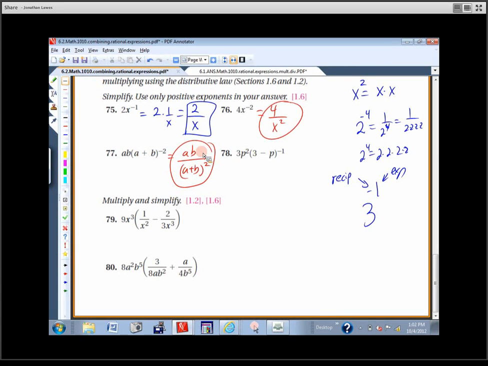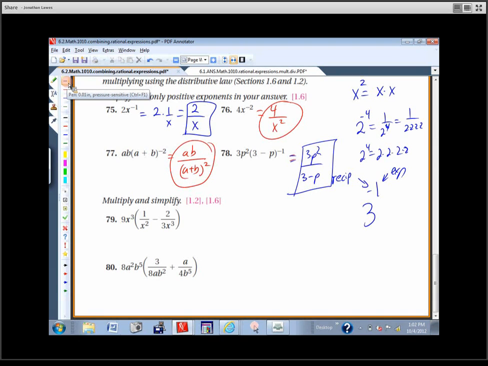Anything wrong with the 3p squared? Nope. So it's going to stay up in the numerator. And this is going to move to the denominator, 3 minus p. Now, if I did this, is that okay? It's a little silly, right? What happens if I take that stuff and raise it to the first power? It just stays that stuff, right? So if you wanted to write it, you could, but this is the easiest way to write it.